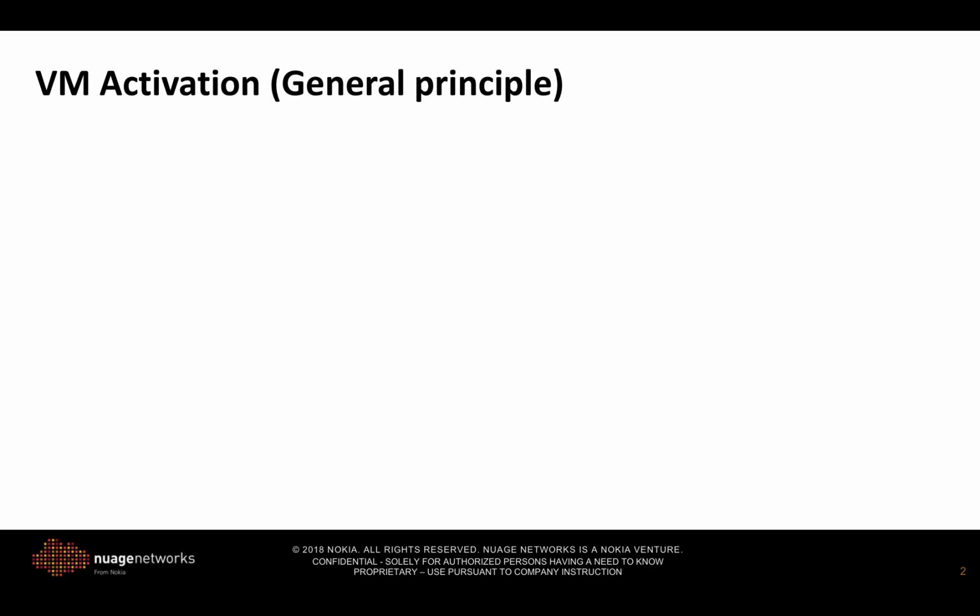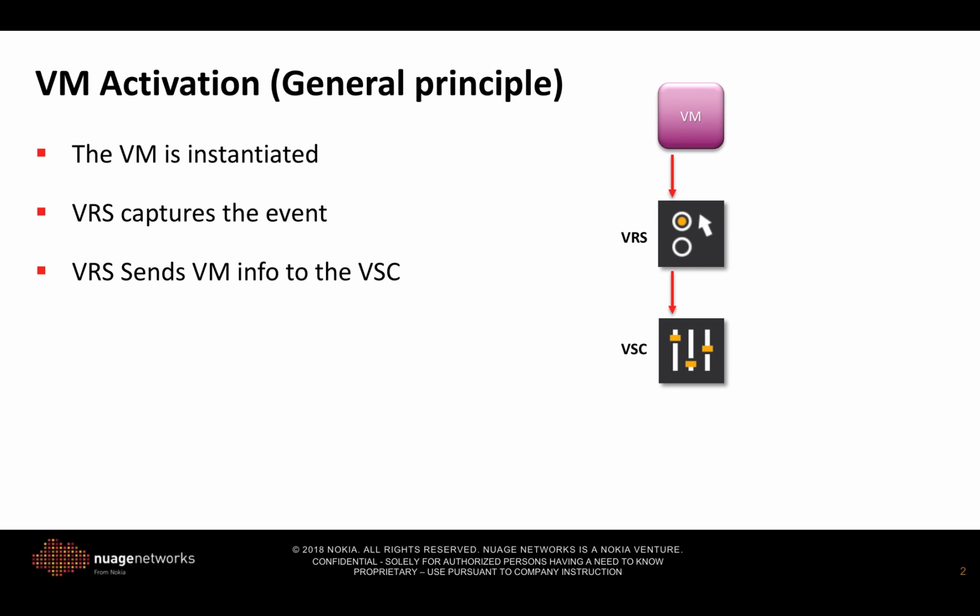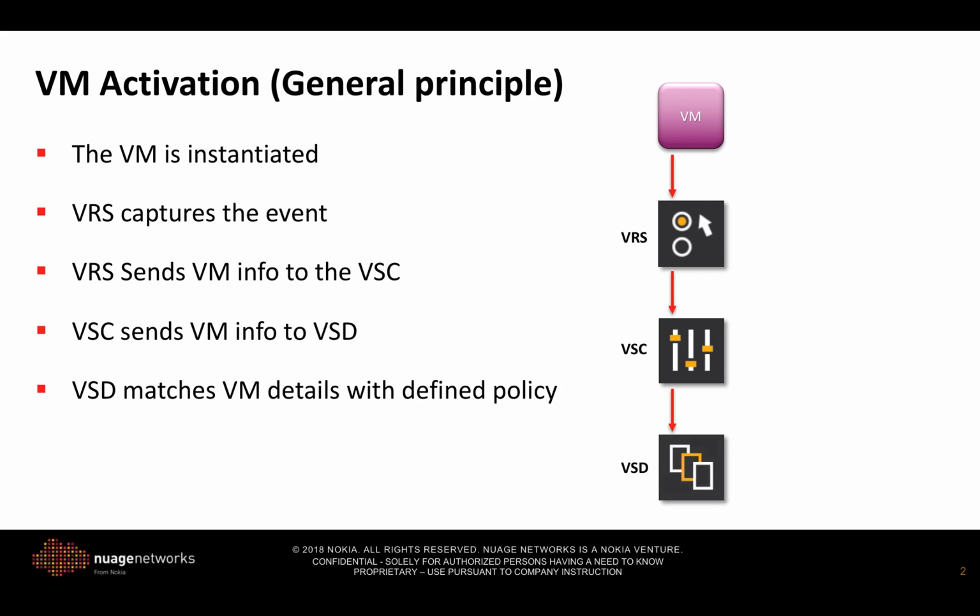What is VM activation? By virtual machine activation, we understand the connection of the virtual machine to the Nuage Networks overlay domain. When a virtual machine is instantiated, the VRS, virtualized routing and switching module, will capture the event and will send the VM-related information to the VSC, which will in turn send it to the VSD, which will match the VM details with the defined policy, and if the virtual machine has the right to be connected to the Nuage domain, it will assign an IP address.